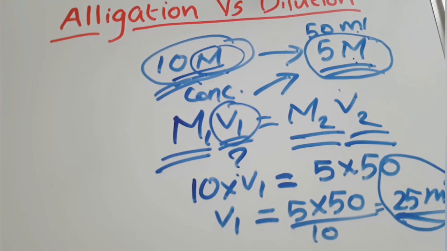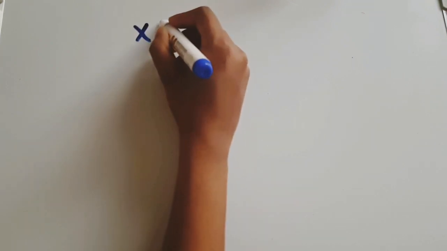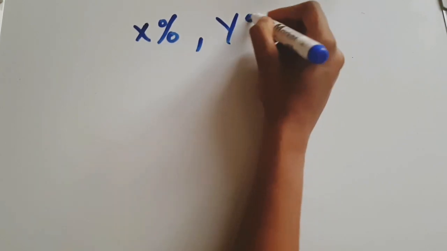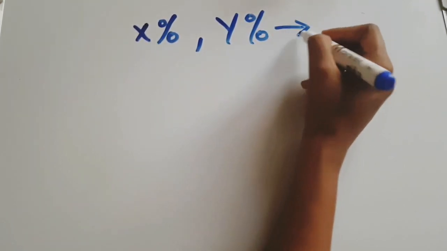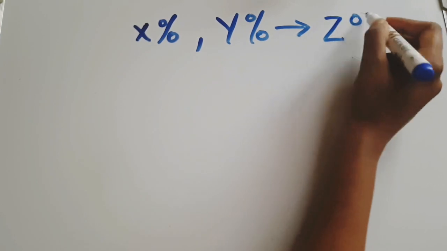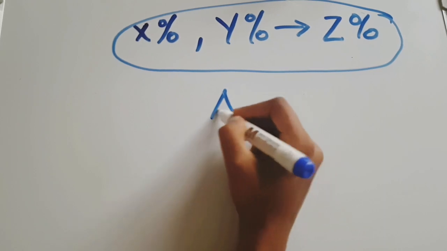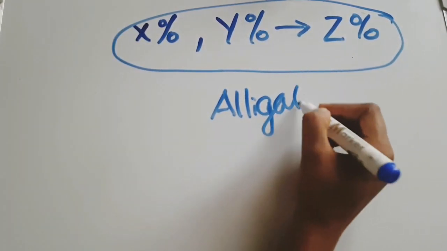Now we are coming to the alligation method. The alligation method is used to solve problems that involve mixing two products of different strength to produce a product having a desired intermediate strength. For example, we are mixing a solution of X percentage and Y percentage in order to get a final concentration of Z percentage. In this case we will use the alligation method.